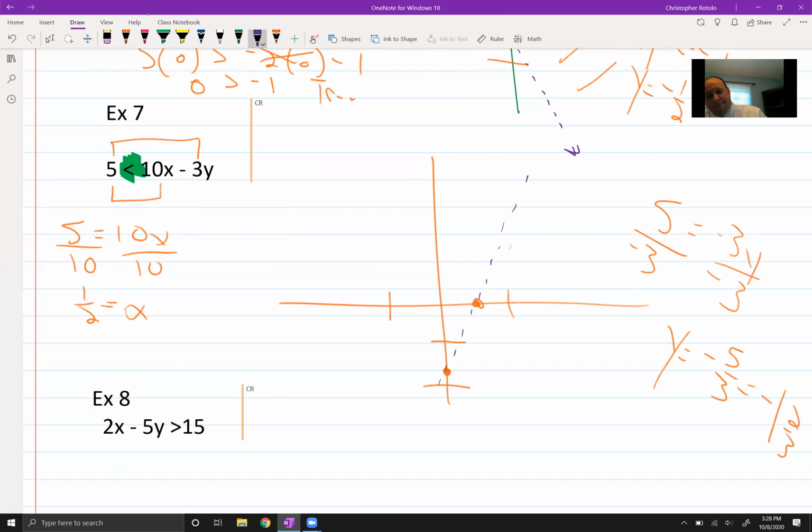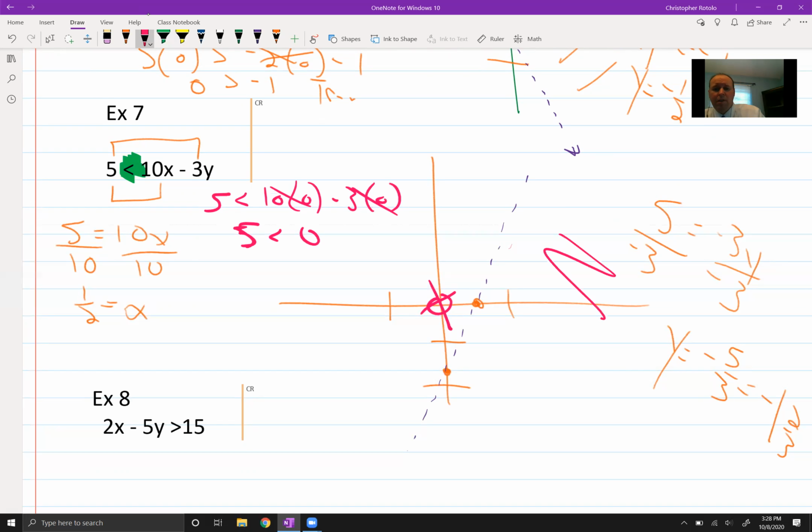We're going to check out this 0, 0. Okay, and it's in standard form, but it's kind of written in reverse, but that makes it super easy to check. So hopefully we realize it's going to be 5 less than 10 times 0 minus 3 times 0. If you get that these all turn into 0, is 5 less than 0? No, no. So this is no good. We're going to the other side and we're shaded.